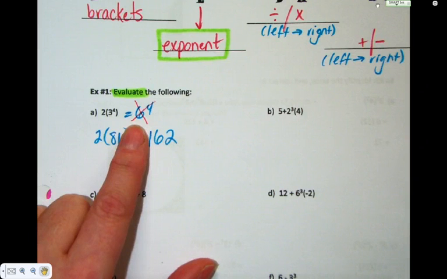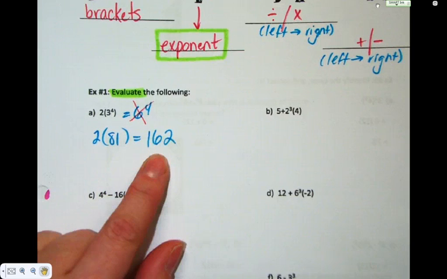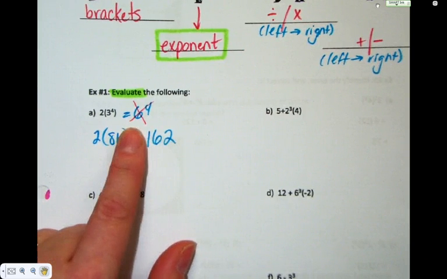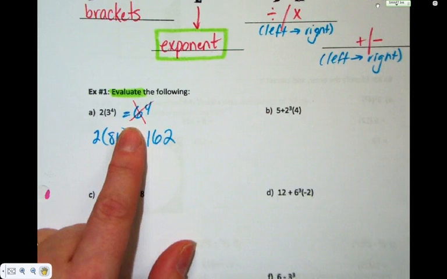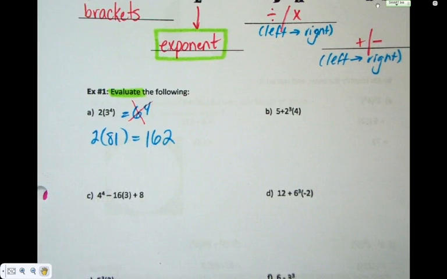1,296. Huge difference between these. This is baking your cake at the regular temperature of 375. That would be baking your cake at 4 times that temperature. How's your cake going to turn out? Yeah, probably crispy and yucky. That's why we have an order. It's just so everybody's doing it the exact same way.